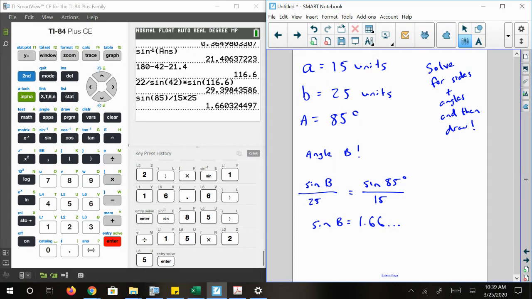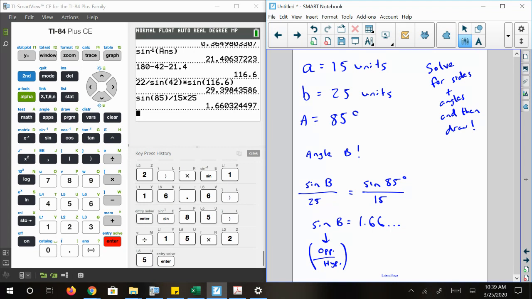Now, right off the bat, you should notice that there's something wrong with this. If you recall, the ratio for sine is opposite over hypotenuse. You should be thinking to yourself, in a right triangle, the longest side always has to be the hypotenuse. So what's wrong with having a sine value that's larger than 1?